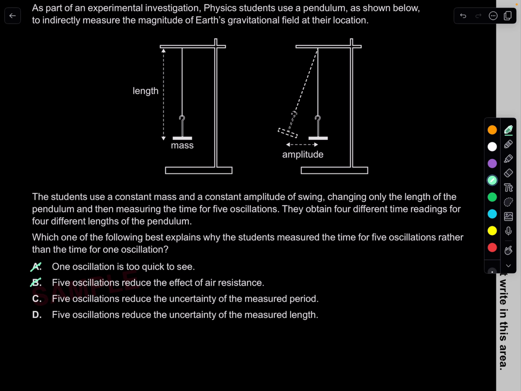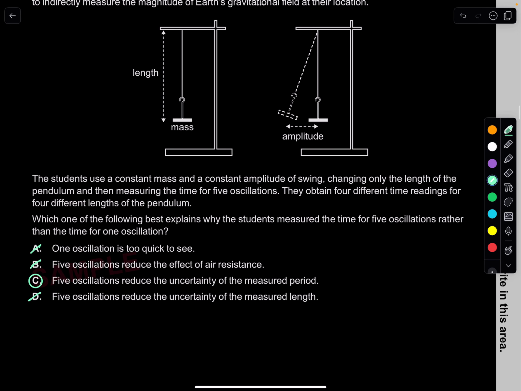Absolutely. If you're measuring a period, why do we repeat an experiment, or, for example, take 5 oscillations? Because we want to decrease the uncertainty in what we're measuring, which is our dependent variable. In this question, the dependent variable is the time, your period. So absolutely, you're reducing the uncertainty in that. Looks good. 5 oscillations reduces the uncertainty of the measured length? That's not true, because that's our independent variable, the thing that we can manipulate, so not that.